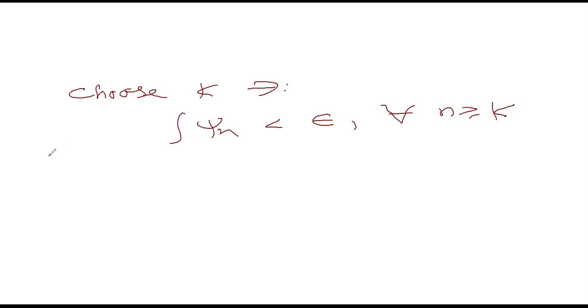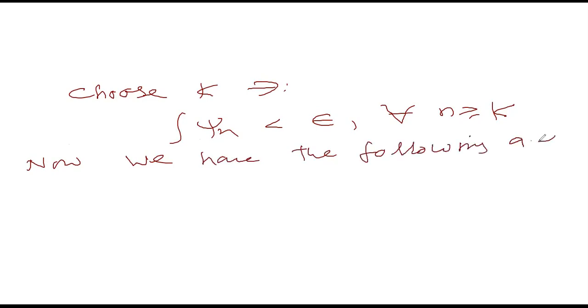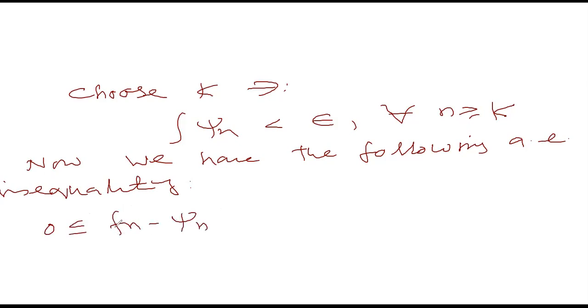Now we have the following almost everywhere inequality, which is 0 less than or equal to fn minus φn, because fn is greater than or equal to φn, so it must be greater than or equal to 0 almost everywhere. This is equal to fn minus φn. What's this φn? It is the meet over i running from 1 to n of φi.